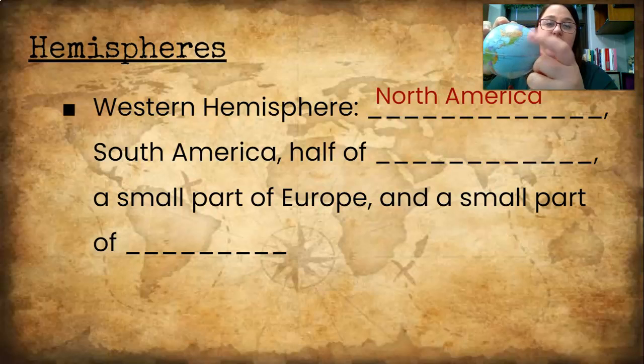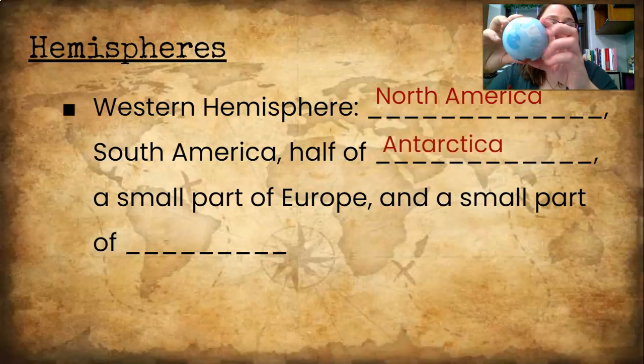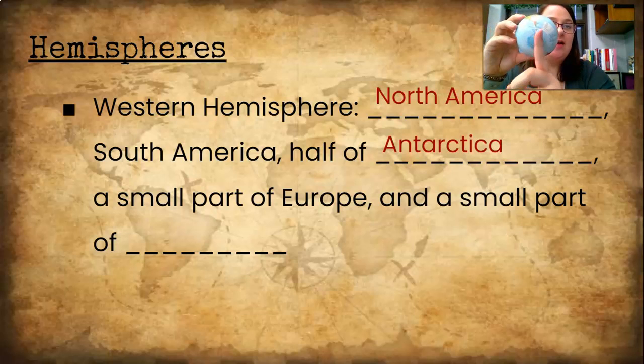That's why you study the Inca, the Aztec, the Mayan, Native Americans, the Mississippian. They're all in the western hemisphere. In addition, half of Antarctica is in the western hemisphere. If you cut it down the center here, half of it is in the western, half of it is in the eastern.